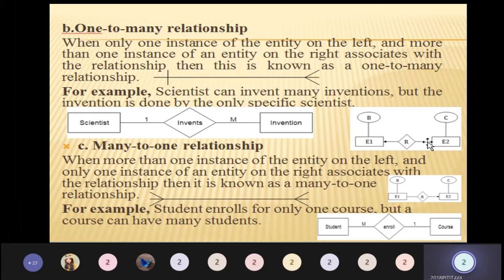It can be represented by this symbol, and the example of this one is: we are going to take a scientist. Scientist is one of the entities, another entity is the invention. The scientist can invent many inventions, but the invention is done by only the specific scientist. So this is the example of the one-to-many relationship.